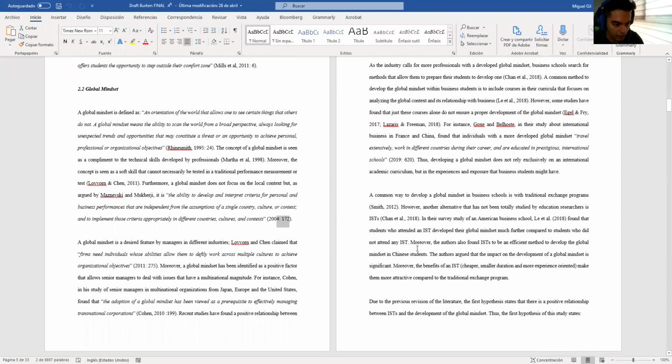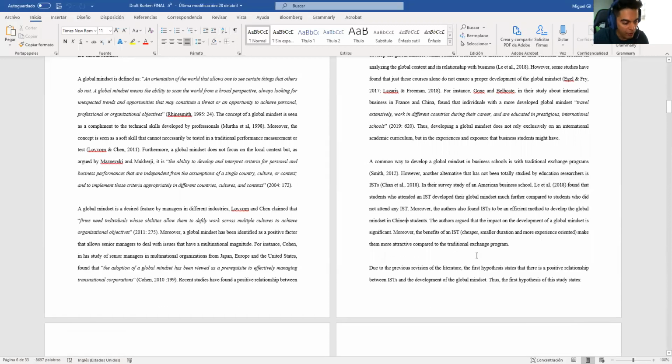So take a look at this. I think like this one. Lee found that students who attended the short-term trips developed their global mindset much further compared to students who did not attend. Moreover, the authors also found that the trips can be an efficient method to develop a global mindset in Chinese students. So I am more or less describing the study about these authors, and I even mentioned that it's from China.